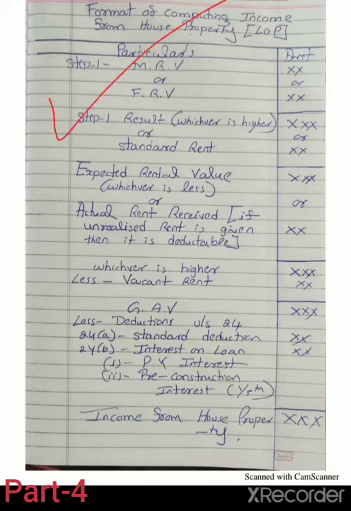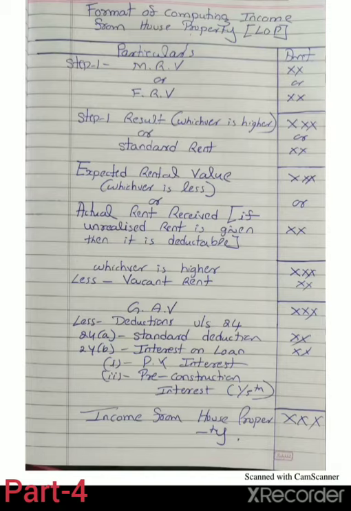Format of computing income from house property in case of LOP. First we have to compare municipal rental value or fair rental value. Step 1 result, whichever is higher, or standard rent, whichever is less, that result is called the expected rental value. This result is then compared with actual rent received. If unrealized rent is given, then it is deductible out of actual rent received. So after comparison of these two values, whichever is higher, if there is vacant rent, it should be deductible out of this result. Then that result is called the gross annual value.